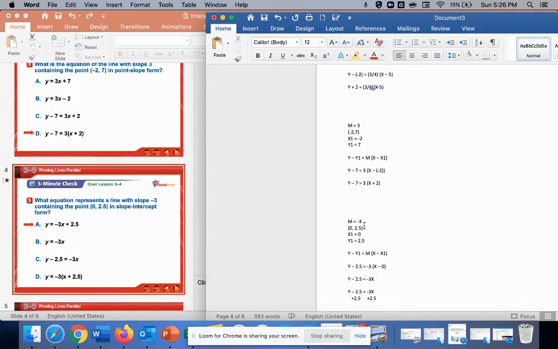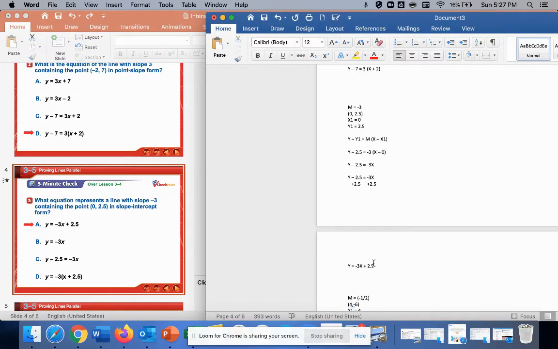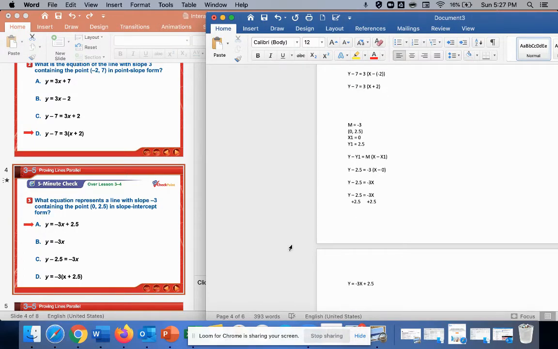So sub in everything. Our y1 is 2.5, so I sub that in for y1. For m, we sub in the slope, which is -3. For x1, we sub in 0. So y minus 2.5 equals -3 times x minus 0. -3 times x is -3x, and -3 times -0 is just 0. So we've got y minus 2.5 equals -3x. Add 2.5 to both sides, and y equals -3x plus 2.5.